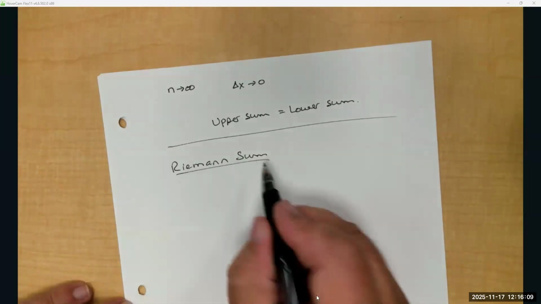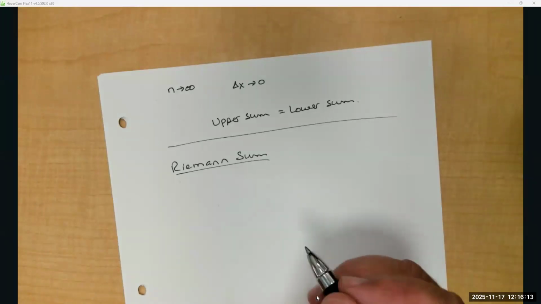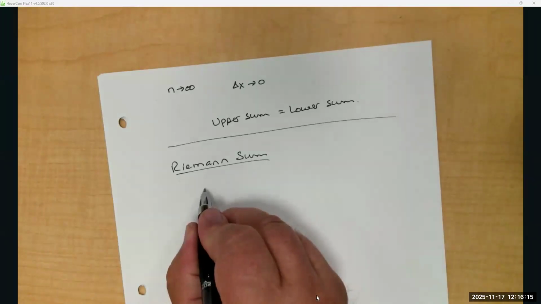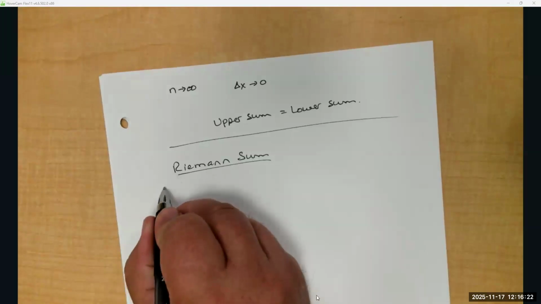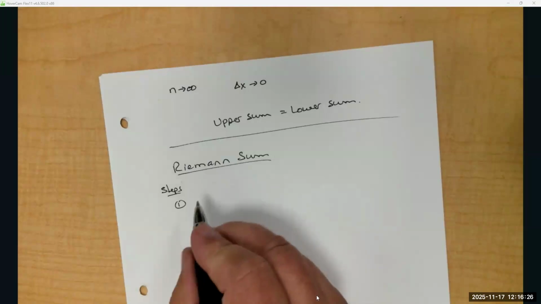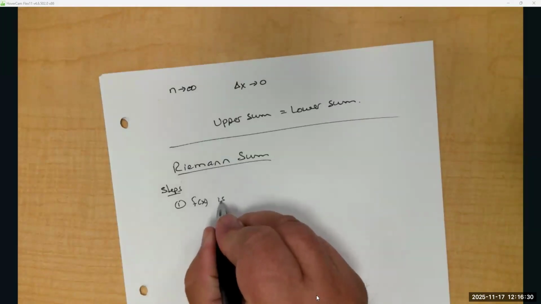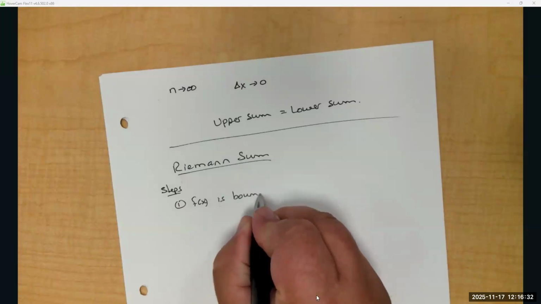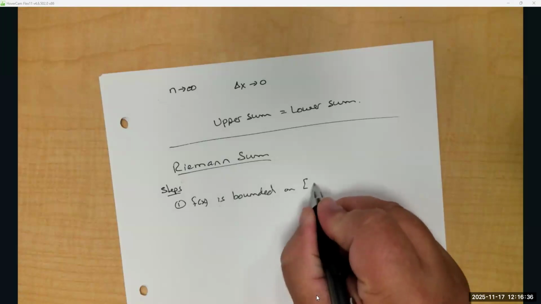The Riemann sum. Basically, it's a procedure. Here are the steps. First step. You have to make sure that f of x is bounded on a closed interval.